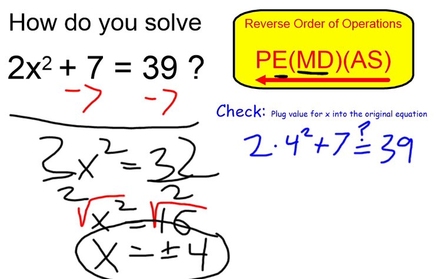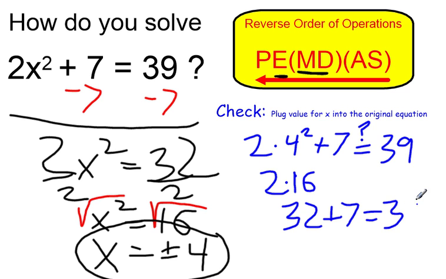4 squared, remember, the regular order of operations now tells me that I would square 4 first. That gives me 16. And I get 2 times 16, which is 32, plus 7. And yes, that is equal to 39. So the positive 4 definitely works. Let's look at the negative 4.